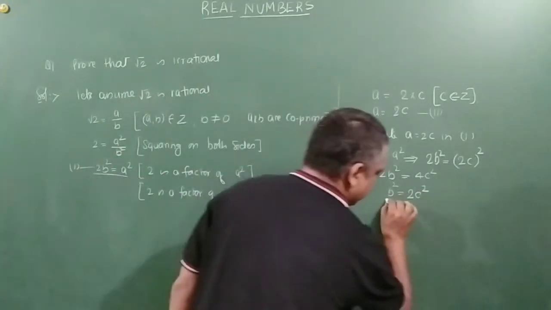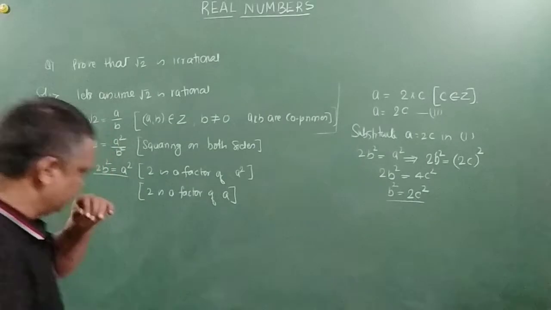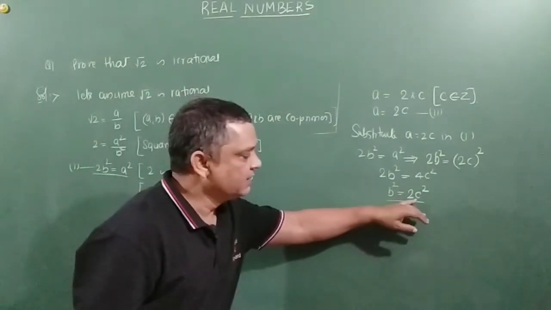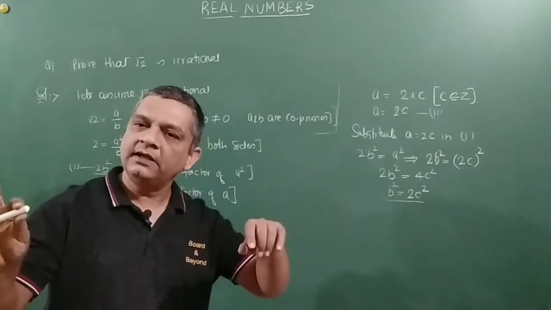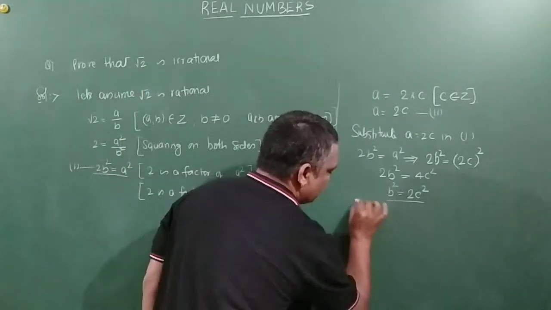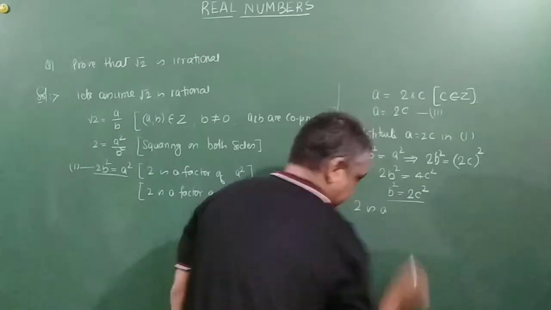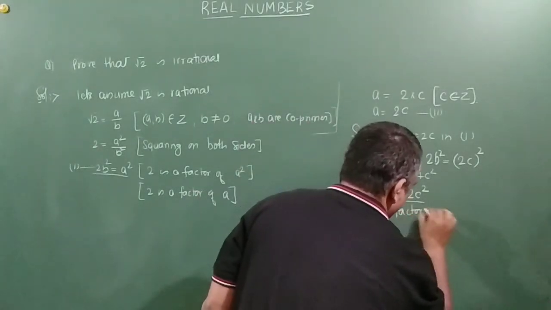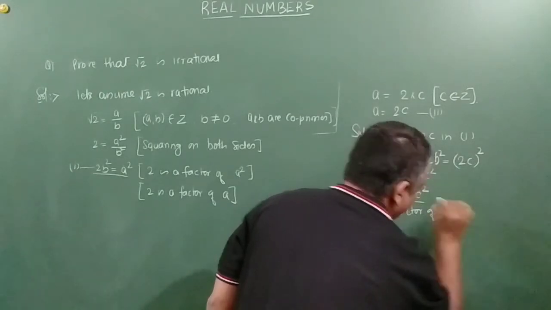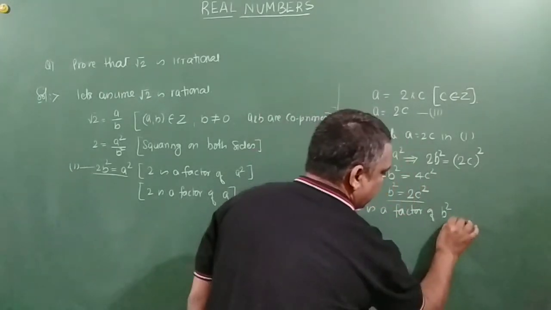So with this statement, can we conclude that 2 is a factor of b square? Can we conclude that? Yeah. So 2 is a factor of b square.